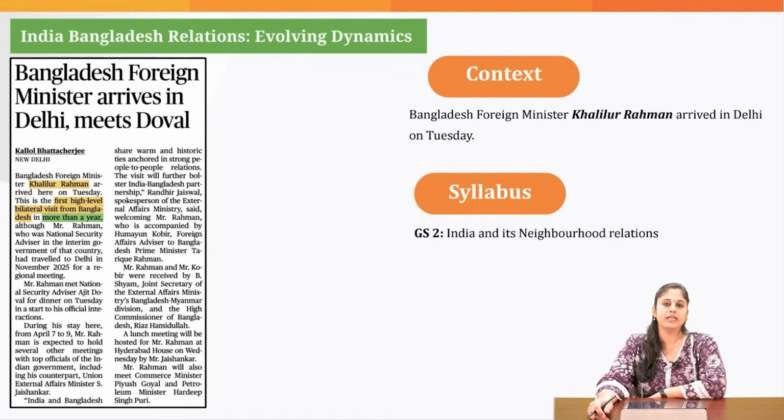The second topic is dealing with the India-Bangladesh relationship. What is the backdrop? Recently, the Bangladesh foreign minister landed in India yesterday itself. So in this particular backdrop, we'll try and understand the evolving dynamics of the relationship between India and Bangladesh. This particular topic you can associate with GS paper 2, India and its neighborhood relations.